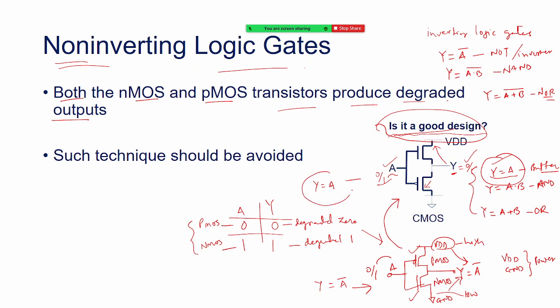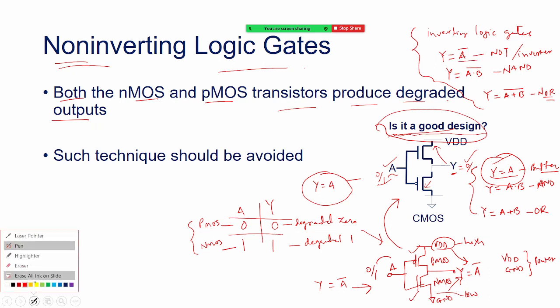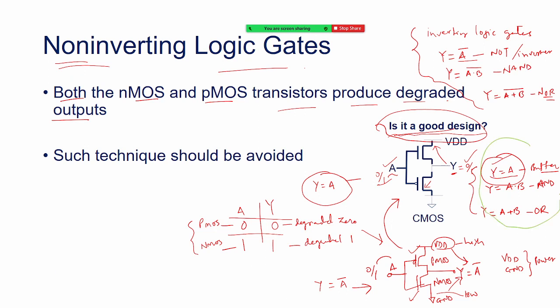So then the question is how to create such non-inverting logic gates. I just told you that we want to create all these logic gates. We know NAND, NOR, and we have created an inverter also. But what about these gates now? Or AND, or just Y equals A. So simply don't go for such a design. Such a technique should be avoided. So what to do now?